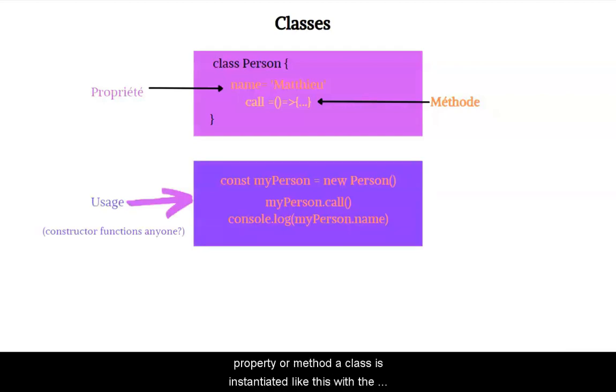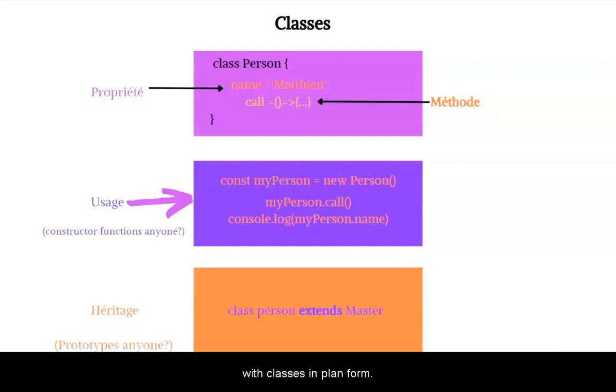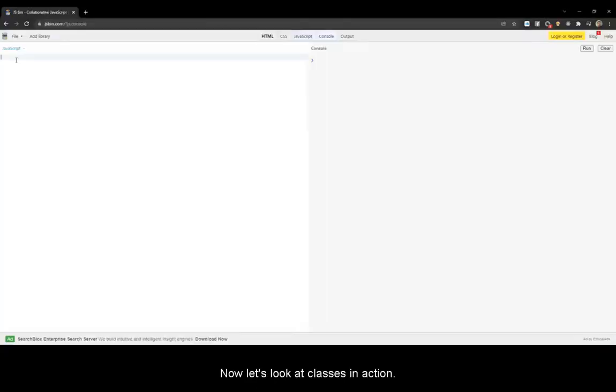A class is instantiated like this with the new keyword. This may sound familiar to you if you have worked a little with JavaScript. You may know constructor functions. So classes are a more convenient way to create constructor functions in order to create JavaScript objects. Classes also support inheritance. This means that you have another class that you inherit from, taking all its properties and methods and potentially adding new ones. This might also sound familiar to you, since you might know prototypes. Now let's look at classes in action.